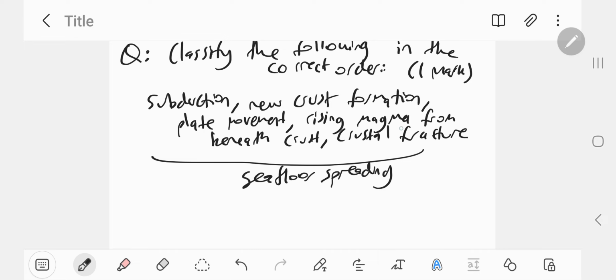Rising magma from beneath the crust, that involves, as the name suggests, magma rising to Earth's surface. And crustal fracture involves magma reaching the surface, filling the gap between two plates and causing the older oceanic crust to crack along the mid-ocean ridge. And that's the verb classify.